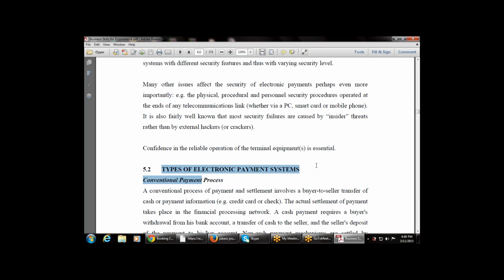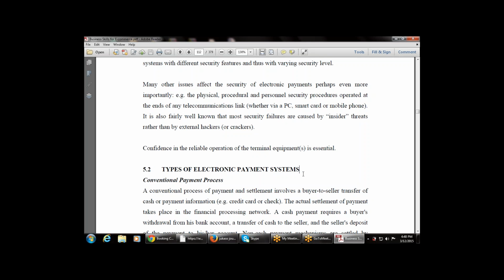Now, types of e-payment system. That is, what are the types of e-payment system that are available? That is today's topic. So let's start. One of the systems is the conventional payment process. That is the traditional payment process that we use in the day to day scenario.